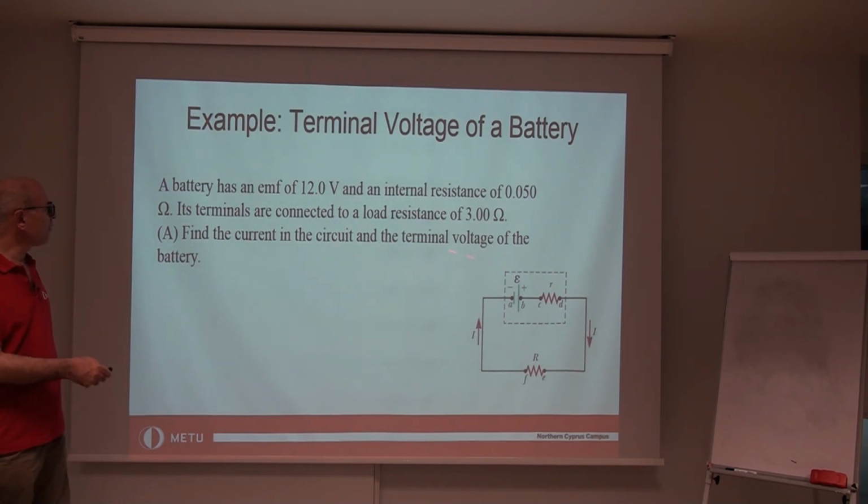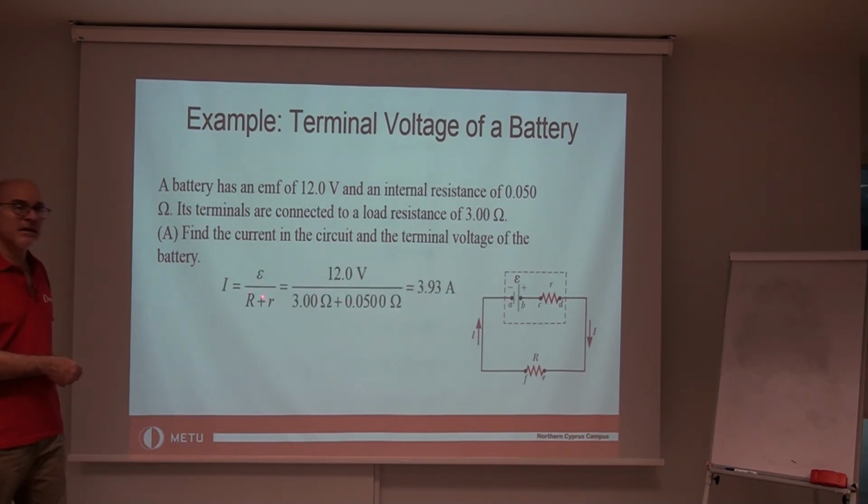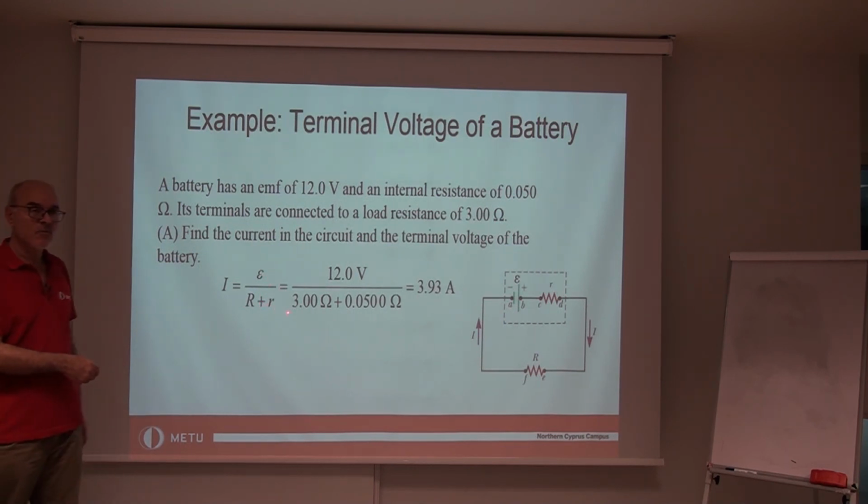So what we want is to find the current in the circuit, and we want to find the terminal voltage across the battery. The current is obvious. The terminal voltage is VD minus VA. So let's start with the current. The basic circuit equation is E divided by R plus small r, and you just substitute, and you get the current is 3.93, near 4.